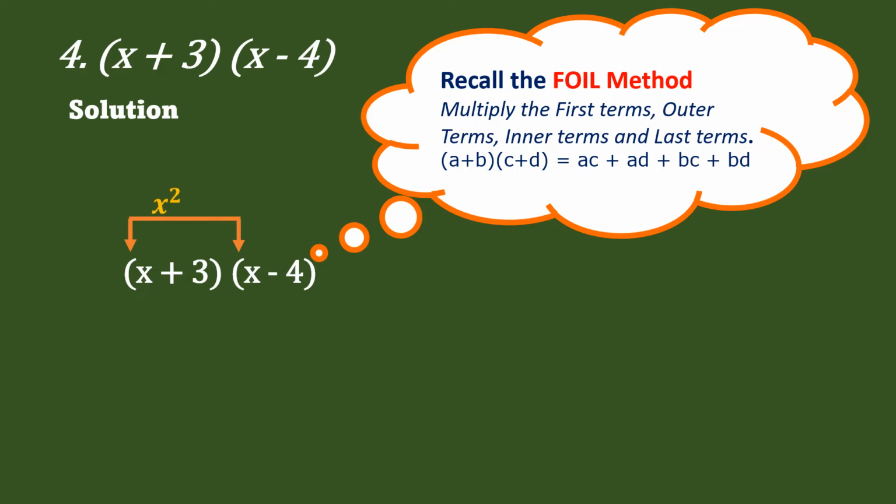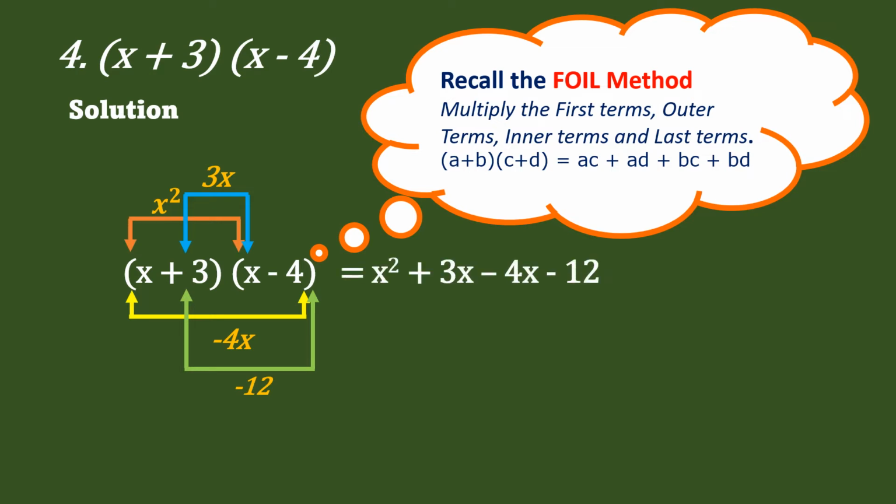So we multiply x times x, we got x squared. Then x times negative 4, we got negative 4x. Then 3 times x is positive 3x. And 3 times negative 4 is equal to negative 12. Quantity x plus 3 times quantity x minus 4 is equal to x squared plus 3x minus 12. Adding like terms, it would be equal to x squared minus x minus 12.